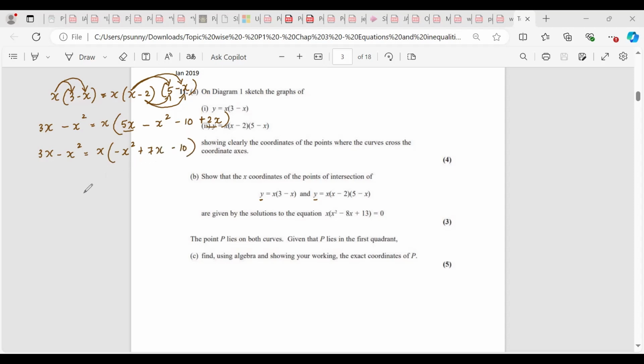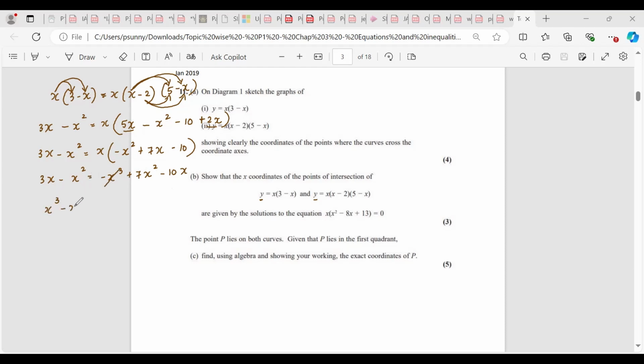Now you multiply x inside the bracket. So we will have 3x minus x square is equal to x into minus x square will give you minus x cube. x into positive 7x will give you 7x square. x into minus 10 will give you minus 10x. Let's bring all these terms to one side. I'll prefer the x cube coefficient to be positive, so I'm going to take all the right hand side terms to the left hand side. So minus x cube goes to the left hand side. It becomes positive x cube.